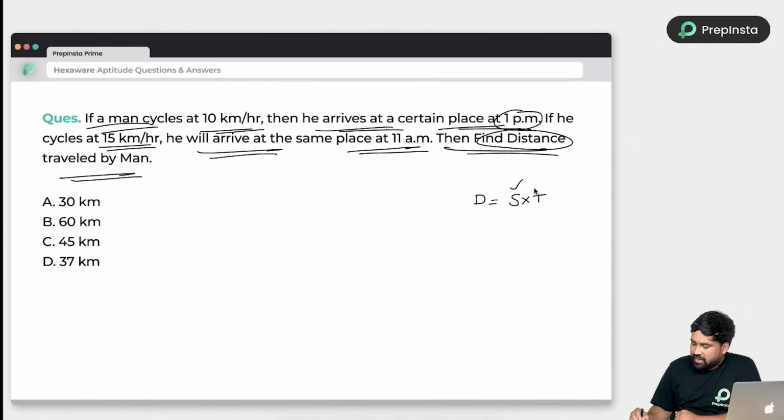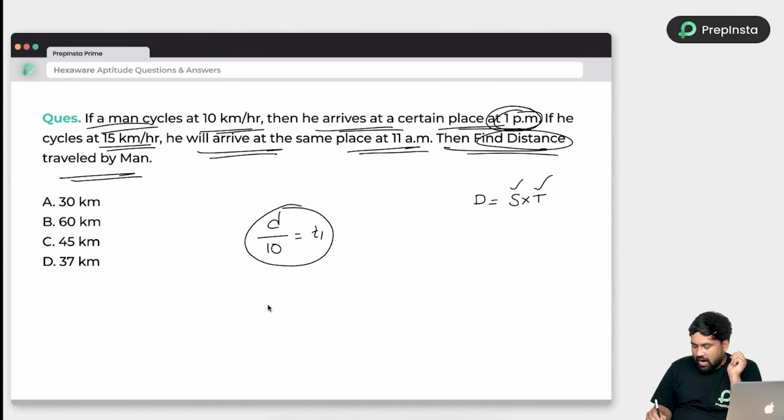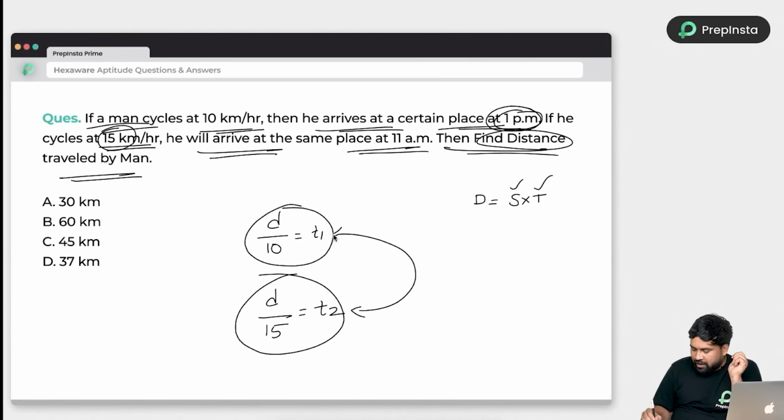And we have been given the speed and we have been given the times also. So can I do this or not? See, what is the time taken in the first case, which is nothing but the distance traveled divided by the speed. So d is the distance I am assuming as a variable. So d divided by 10, he will take some time, t1 for example, and d divided by 15 km per hour. So in the second case, he will take t2 time. And we know the time difference between them. Earlier he reached at 1 p.m., now he is reaching at 11 a.m. So the difference between those two times is simply 2 hours.